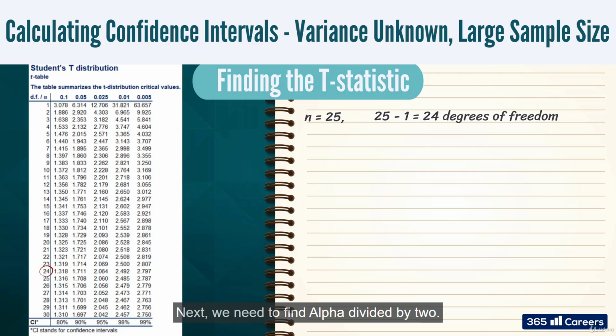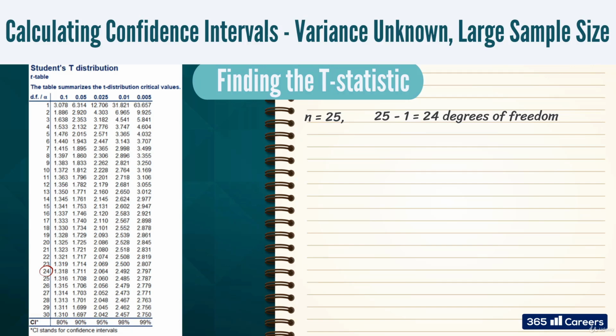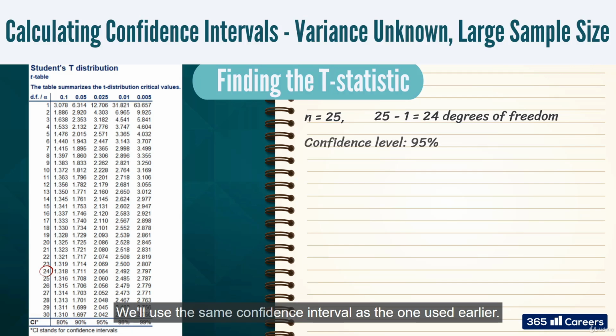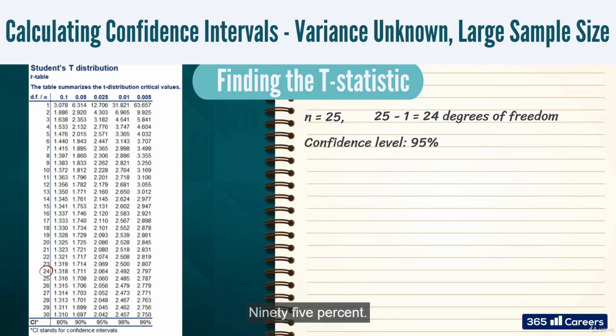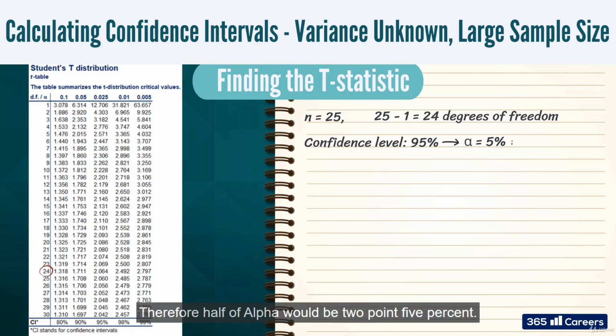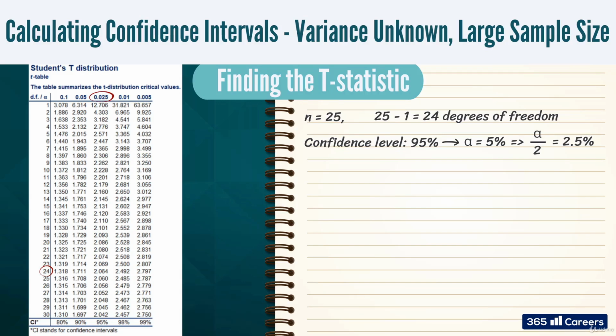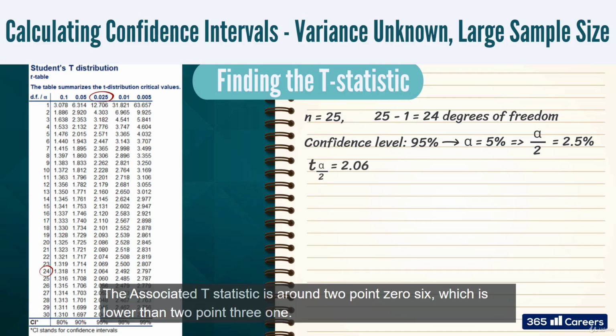Next, we need to find alpha divided by 2. We'll use the same confidence interval as the one used earlier, 95%. This means that alpha is equal to 5%. Therefore, half of alpha would be 2.5%. The associated t-statistic is around 2.06, which is lower than 2.31.